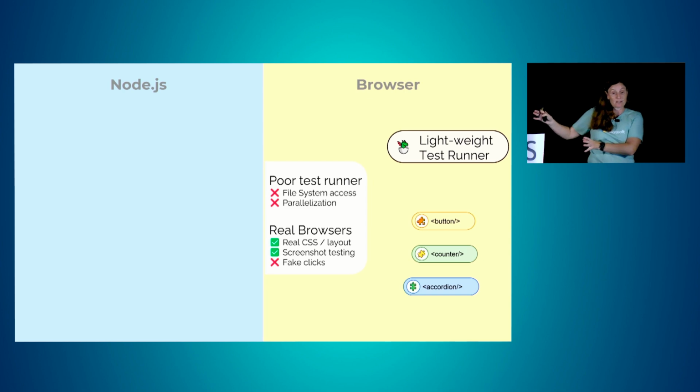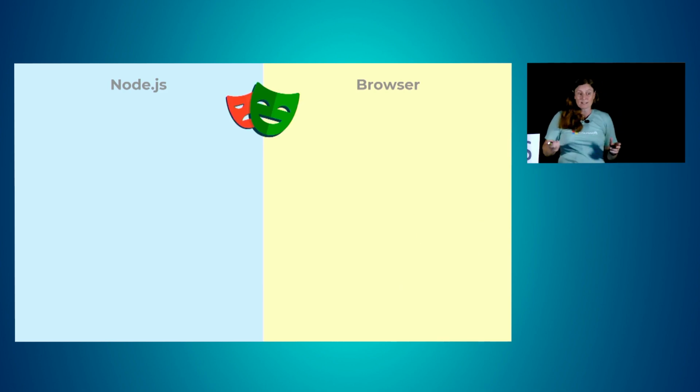Another one is the lightweight test runners, where your components are in the browser. This is perfect, the runner's in the browser, but you've got no file system access and no parallelization. You do have real CSS and layout and screenshot testing. But again, you've got those emulated fake clicks. So not perfect. And what Playwright does is bring them both together.